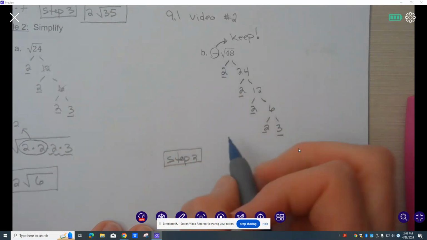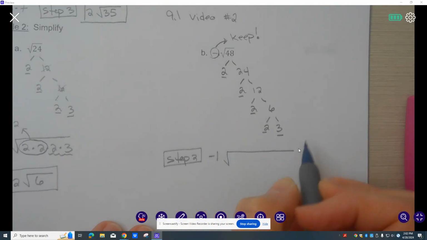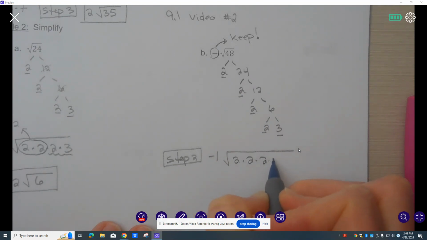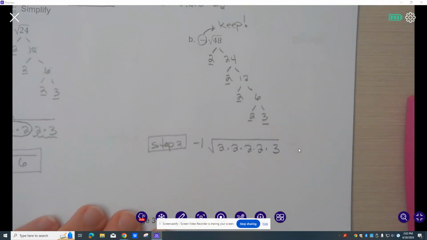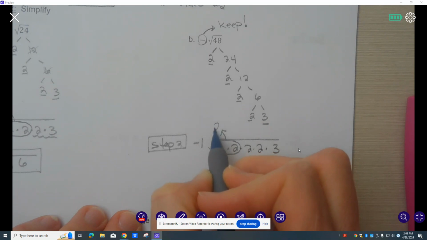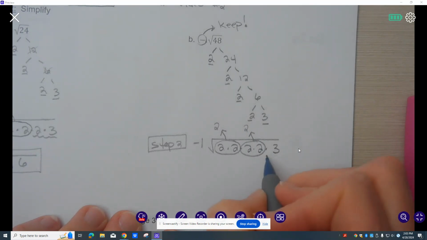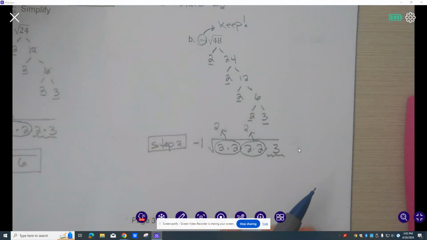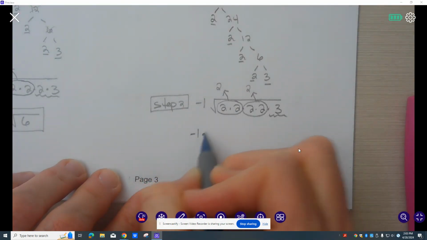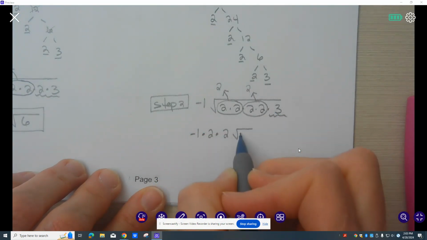So the first thing you want to remember is that -1 is outside the jail. So let's keep that. Now, 48 is the same as 4 2s times a 3. Okay, circle your doubles. This time we have more than one. So these two escape, only one makes it out alive. These two escape, only one makes it out alive. This 3 is stuck. So now, step 3, what is outside the jail is -1 times this 2 times this 2. What's inside the jail is the 3.